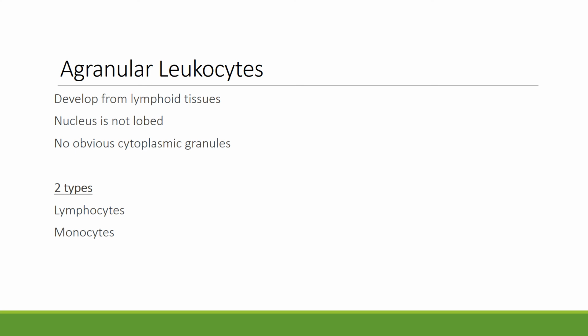Agranular leukocytes have no granules in their cytoplasm. They develop from lymphoid tissues, and their nucleus is not lobed. There are two types, lymphocytes and monocytes, and we'll look at each.